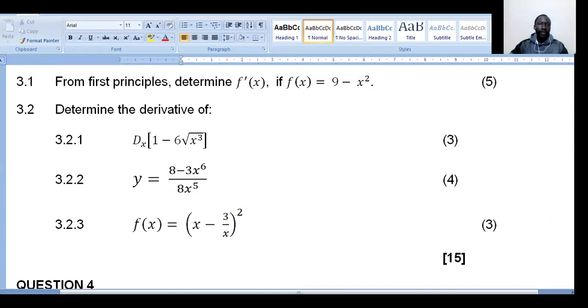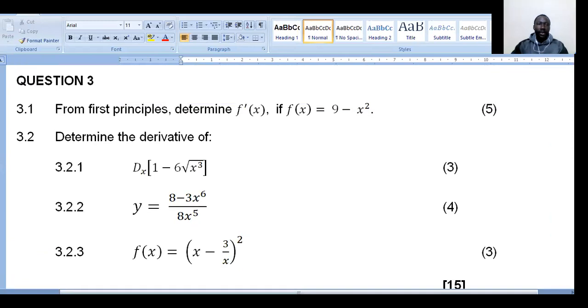So question 3, part 1. Question 3 is divided into 2 parts. Part 1, 3.1, and part 2, 3.2. And again, part 2 is divided into 3 parts, 3.2.1 up to 3.2.3. So let's get started. Now, the first question is that from first principles, determine the derivative f prime x, which means the derivative of the function f, if f of x equals 9 minus x squared.